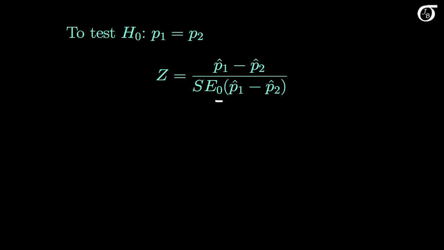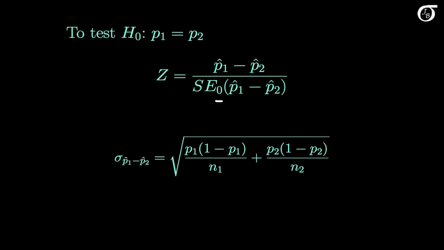Recall that the standard deviation of the difference in sample proportions is equal to this quantity. But we can't use this in the formula because we don't know the values of P1 and P2. We could replace them with the estimated values P1 hat and P2 hat, like we did with the standard error in a confidence interval, and that wouldn't be silly, but we do something a little different in hypothesis testing.